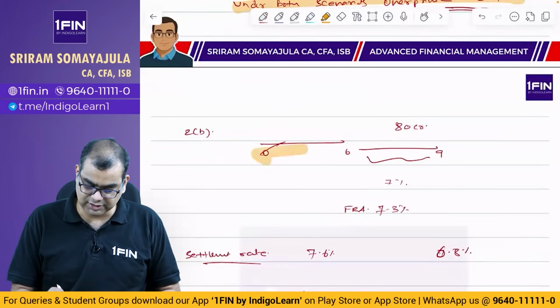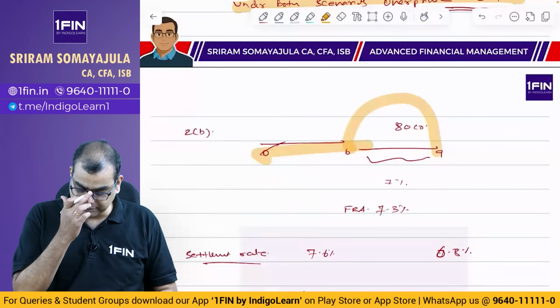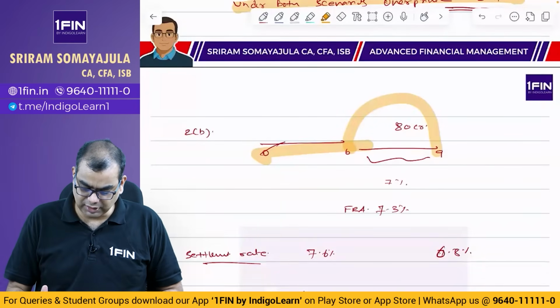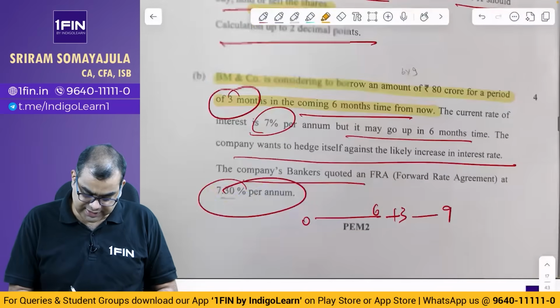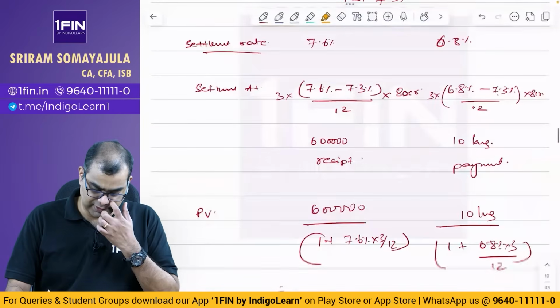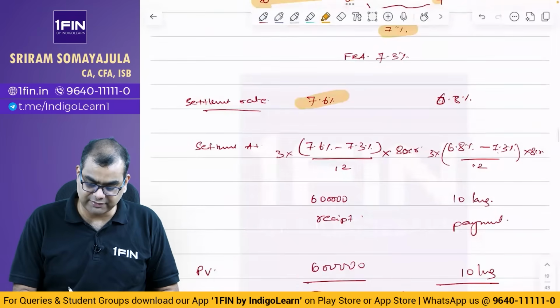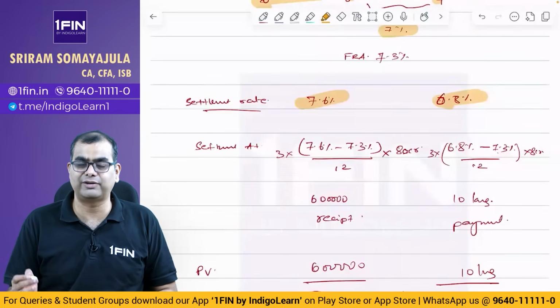0 to 6, after 6 months you'll borrow 80 for the next 3 months, 9 months. Basically your FRA, right? Currently the rate is 7%, but what did they say? The FRA is at 7.3. So you're going to enter into an FRA at 7.3. So FRA is at 7.3, but the settlement rate can be 7.6 or 6.8. So if it is 7.6, what will happen? If it's 6.8, what will happen?